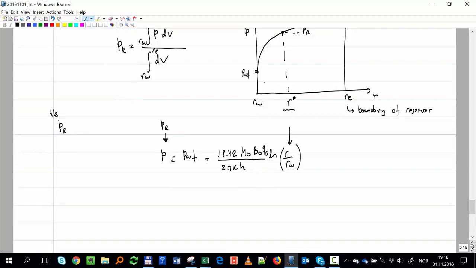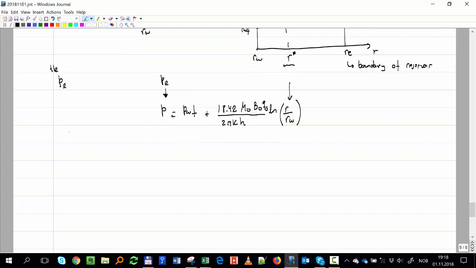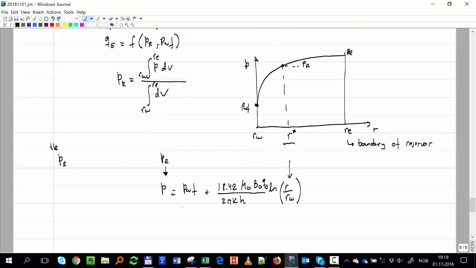And if you remember, there are two types of boundaries that we discussed on Tuesday. What were those? One type of boundary is constant pressure, that we call steady state. If PE is constant, that we call steady state.